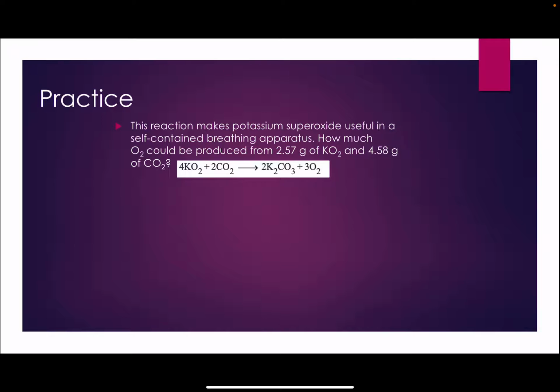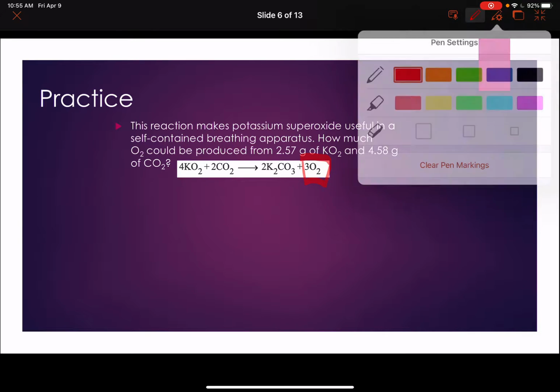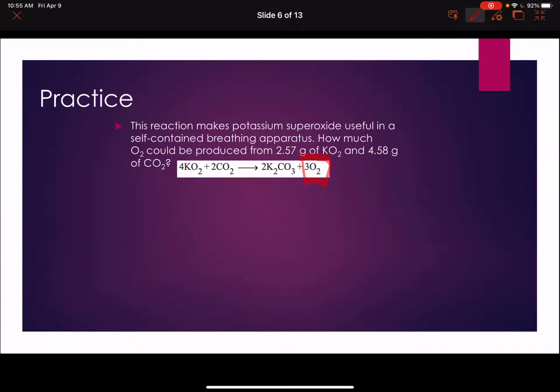Now, let's do a little practice problem here. This reaction makes potassium superoxide, useful in self-contained breathing apparatus. How much O2 can be produced from 2.57 grams of KO2 and 4.58 grams of CO2? So our mole ratio is going to center around that, okay? So let's try both out. We need to see which one is the limiting reactant. So 2.57 grams of KO2, and then we have 4.58 grams of CO2.